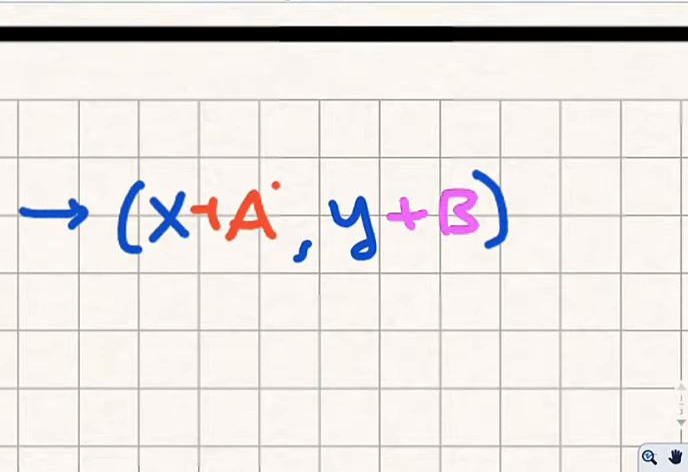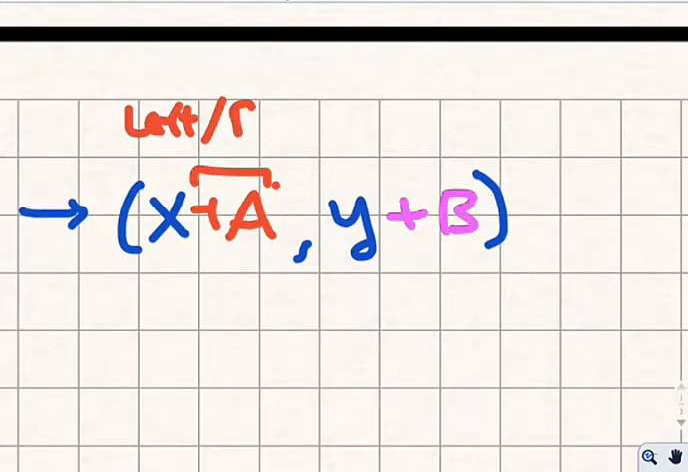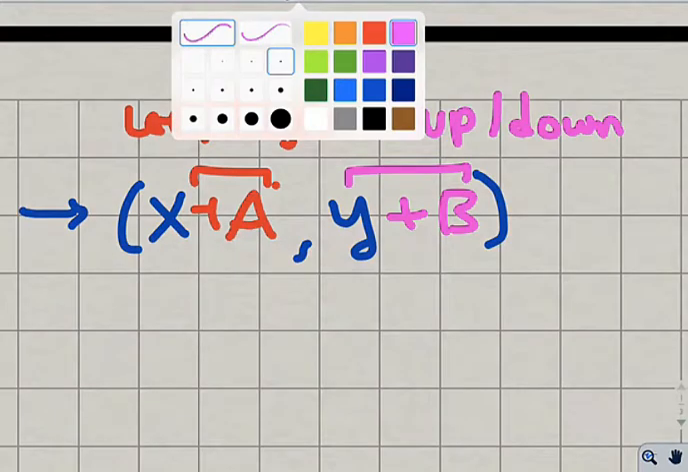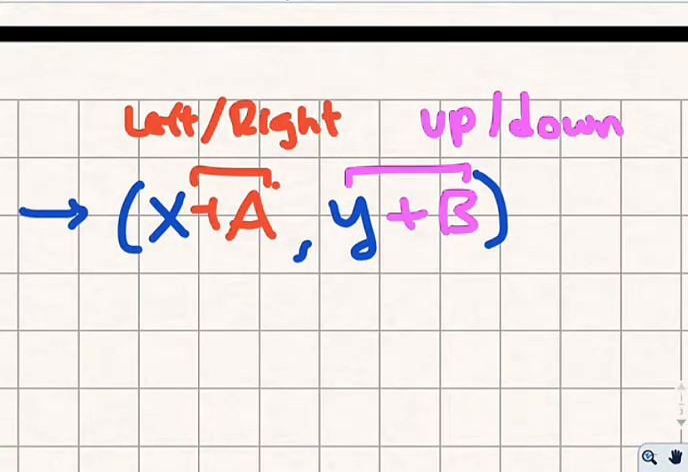The way to interpret this a is the movement left and right. This should make a whole lot of sense because it's attached to the x, and the x is the left and right movement on the graph. The b is the up and down movement, and for the same reason, y is the up and down axis. In terms of plus and minus, left should be the minus. If I'm subtracting a number from x, I'm moving it more negative; adding, I'm moving more positive. Same thing here: up is plus, minus is down.